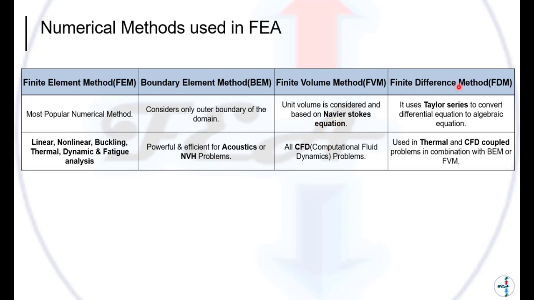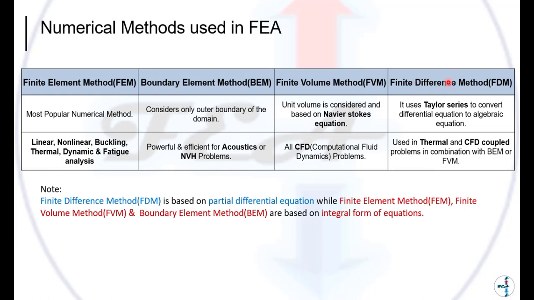Next one is finite difference method. Here we are using Taylor series to convert differential equation to algebraic equation. So this method is used in thermal and CFD coupled type of problem along with boundary element method or finite volume method. These are the most commonly used methods. Generally we have to keep in mind one thing: finite difference method uses partial differential equations to solve the problem, and the rest of the three methods, like finite element method, boundary element method and finite volume method, use the integral form of equation to solve the given problem. So this is the main difference between finite difference method and the rest of the three methods.